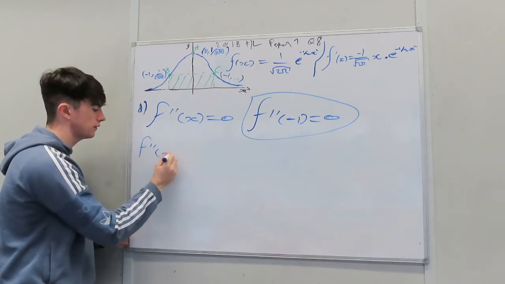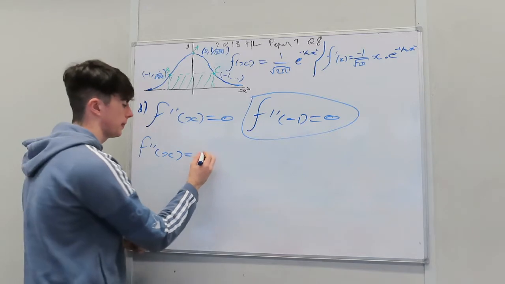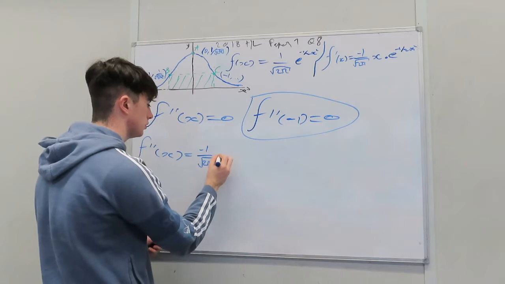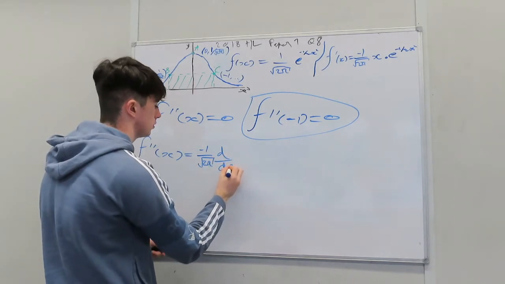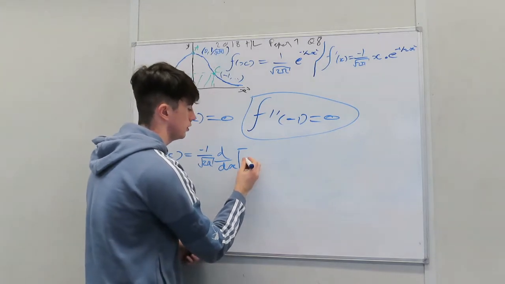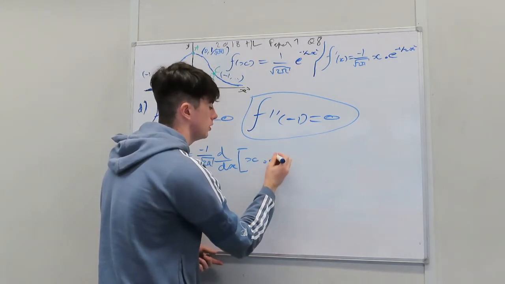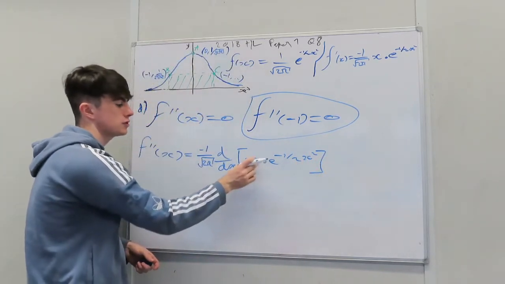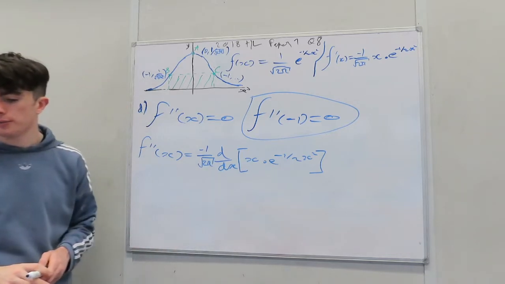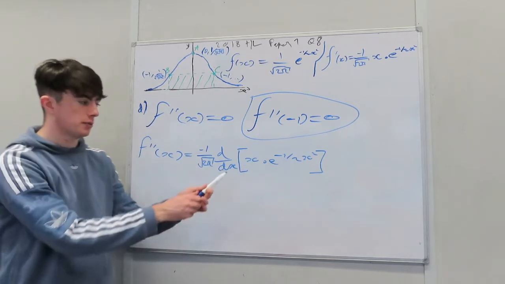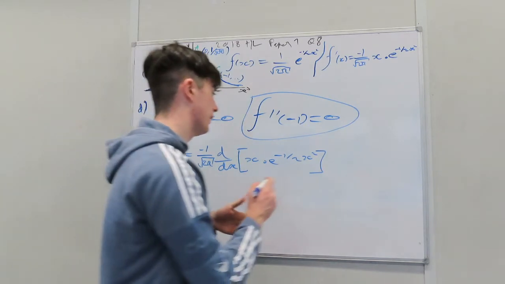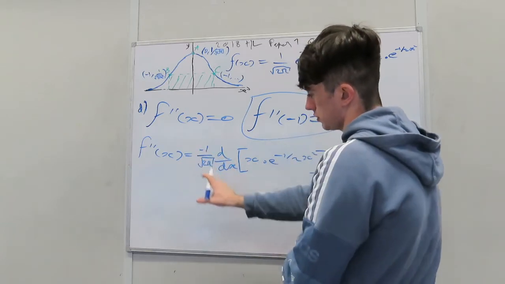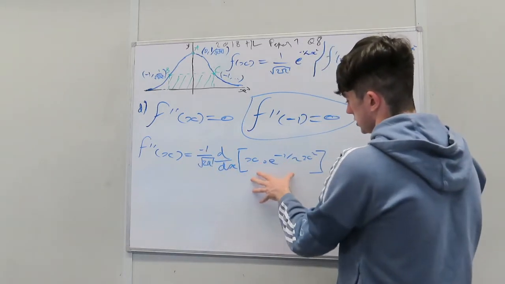So f dash dash of x would be, we have our constants out in front. And then we have x, e. Okay, and because there's two numbers here, and they're multiplied by each other, it means we're going to use the chain rule. And the chain rule is we're going to add in this minus 1 over the square root of 2 pi after, but we're just going to deal with this independently first.